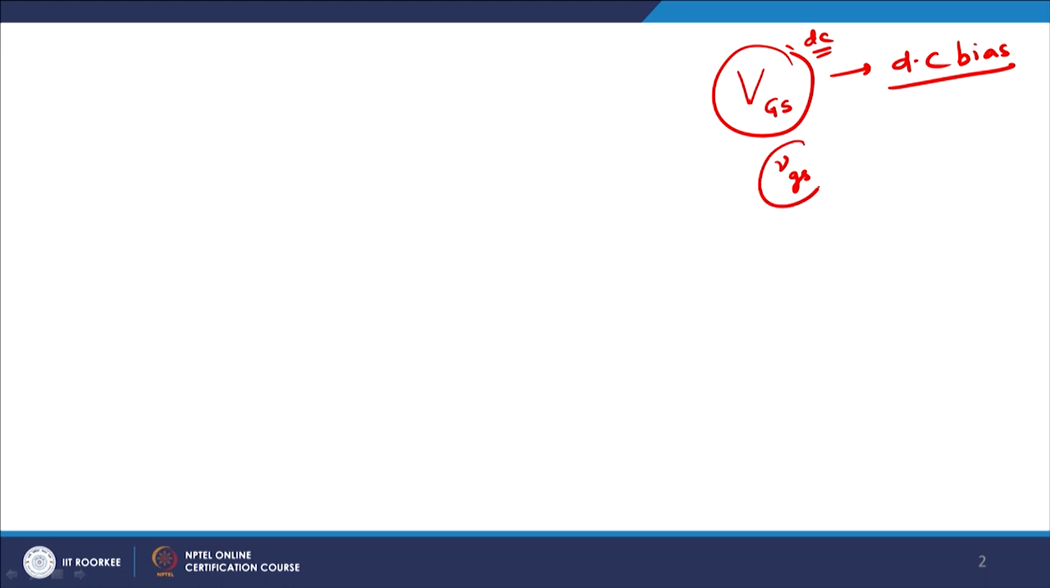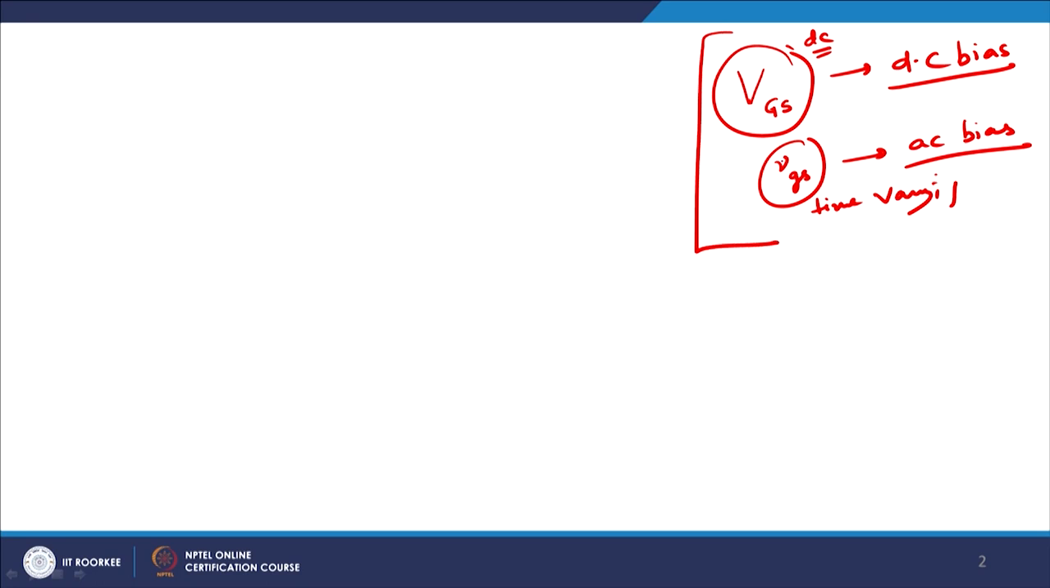Notation is that we have capital Vgs, and you can have small Vgs. Capital Vgs means DC bias. DC bias primarily means that you have given a fixed value of gate voltage with respect to source voltage, and it is a DC. Small Vgs is your AC signal, which means it is a time varying signal. You should be able to distinguish between capital Vgs and small Vgs, and what each stands for, at this stage.